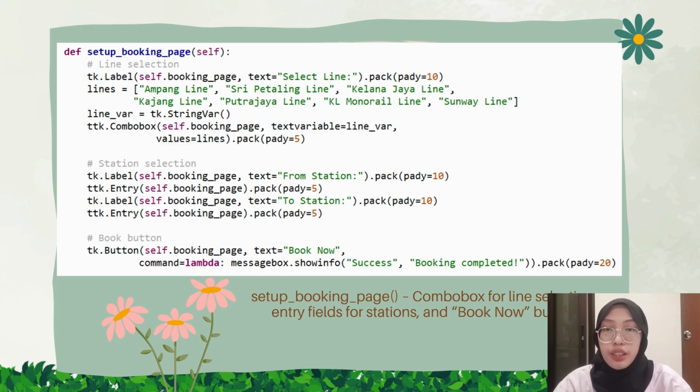tk.Label displays all the text, and ttk.Combobox contains a drop-down to select transit lines. It also has the entry fields for from station and to station using the ttk.Entry, and tk.Button is for the book now button that will show you a success message when clicked. And that is all from me. So now my friend will continue with the presentation.